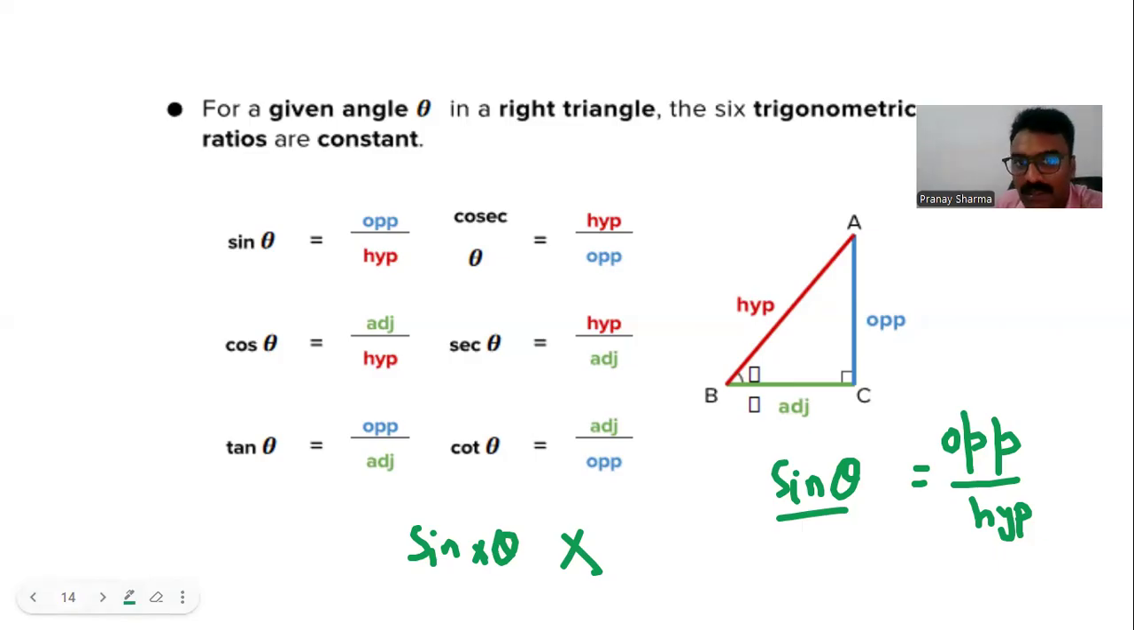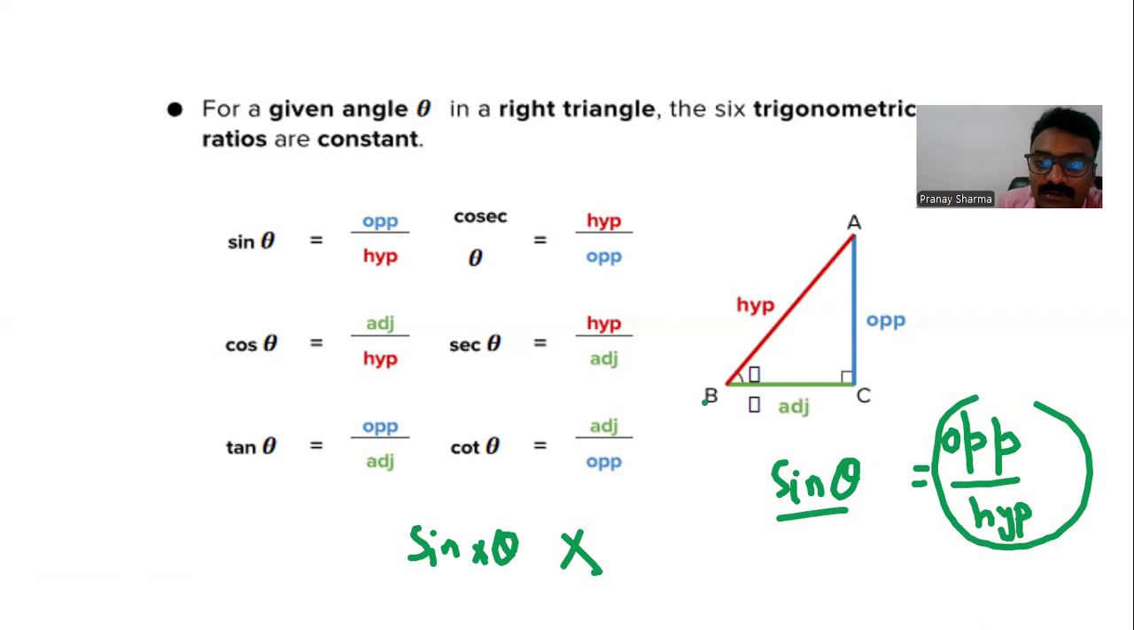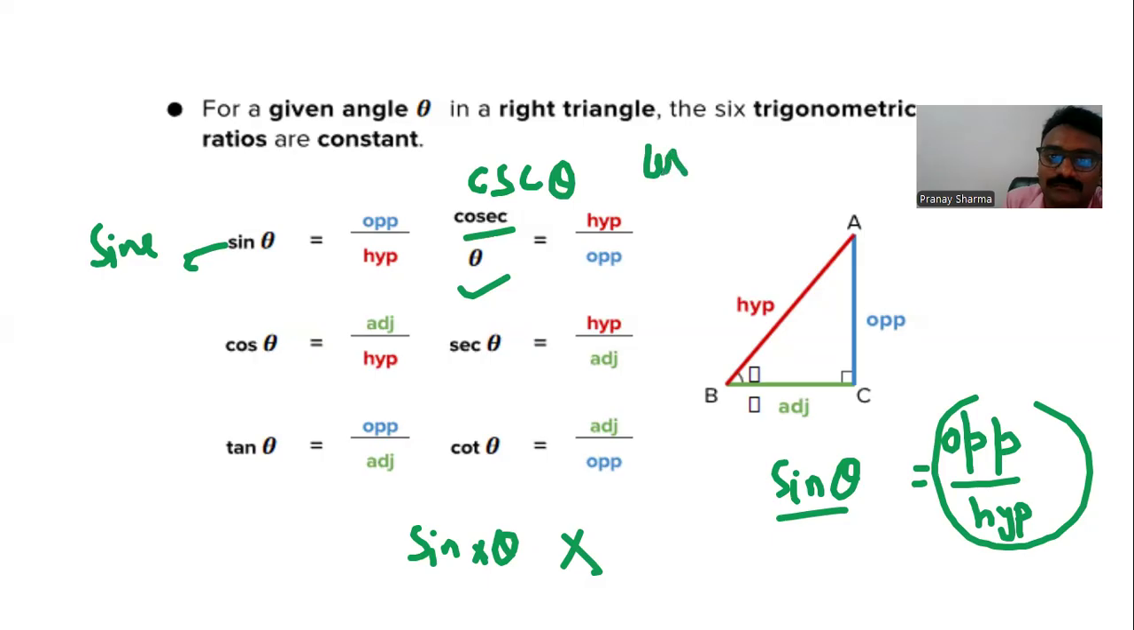Sine of theta can be calculated as opposite upon hypotenuse. Cosec is the reverse of sine. That means whatever we have done here, you need to reciprocate it. If you reciprocate it, the numerator will become the denominator and the denominator will become the numerator. That is nothing but cosec theta. We are also writing it as CSC theta. This is also a denotation in which this can be expressed. Sorry, this is cosec. Let me erase this.